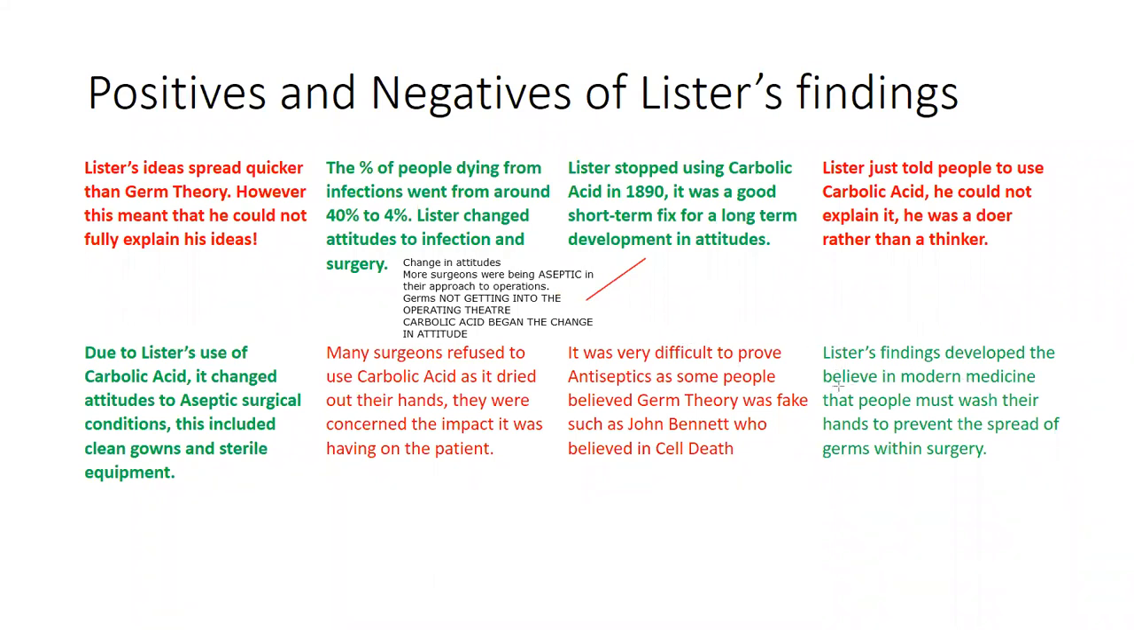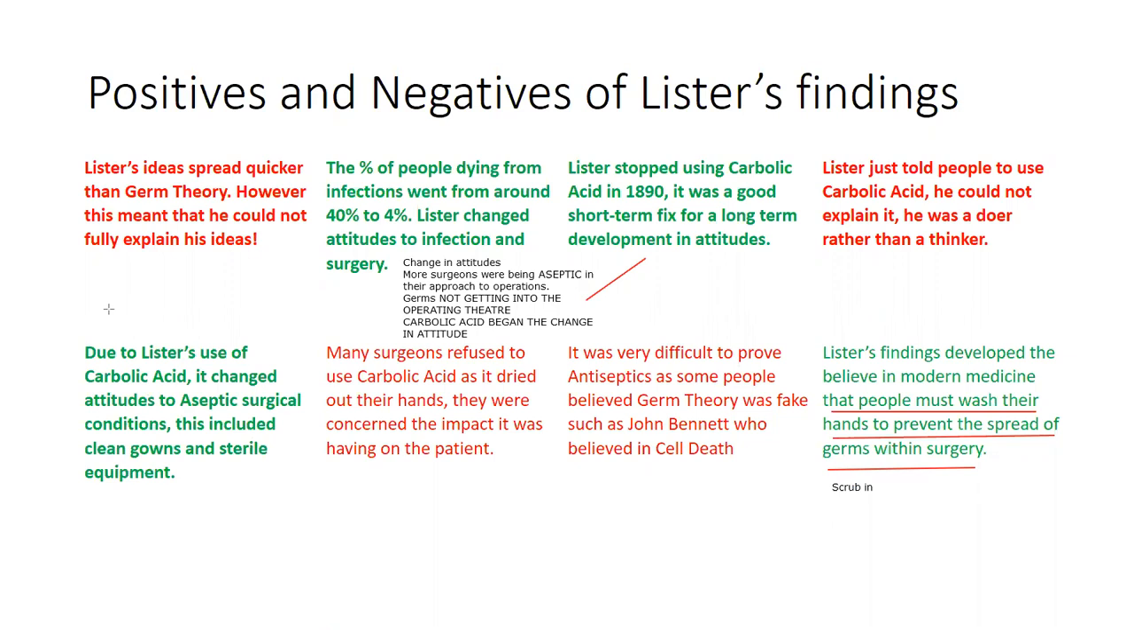Lister's finding developed the belief in modern medicine that people must wash their hands to prevent the spread of germs within surgery. Again, if you watch any of the programs on telly, you might hear a phrase where people, before an operation, scrub in. That means they wash their hands for quite a prolonged amount of time to make sure that no germs are brought into the operating theatre. And due to Lister's use of carbolic acid, it changed attitudes to aseptic surgical conditions, including clean gowns and sterile equipment. So gone were the days of surgeons wearing bloody gowns into an operating theatre.